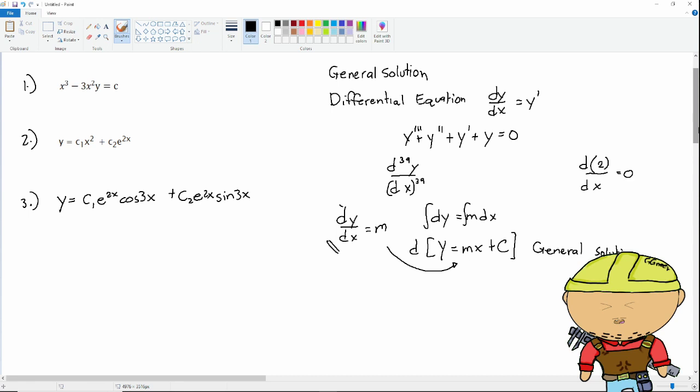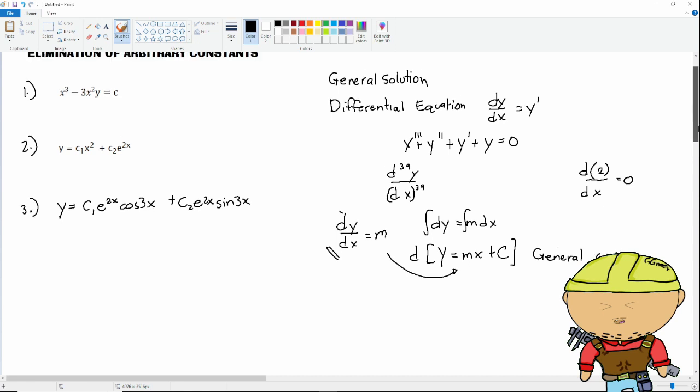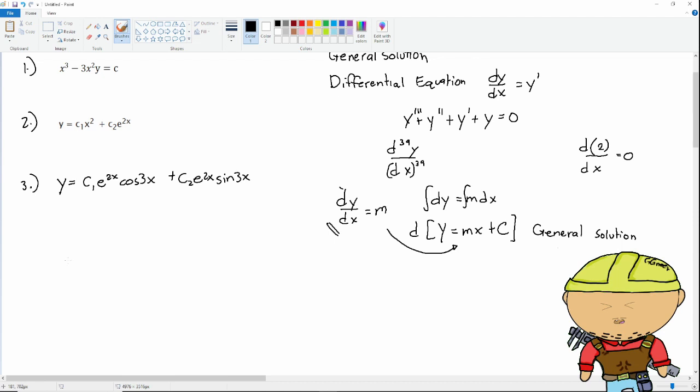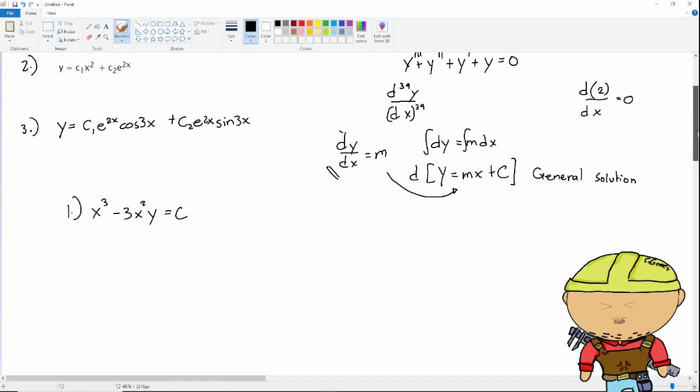So let's proceed to number 1. Finally, after the explanation, we're going to differentiate and eliminate the arbitrary constants. So number 1: x cubed minus 3x squared y is equal to c. The idea is to eliminate c, the arbitrary constant.